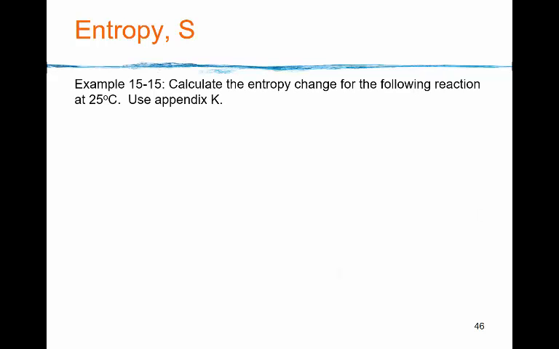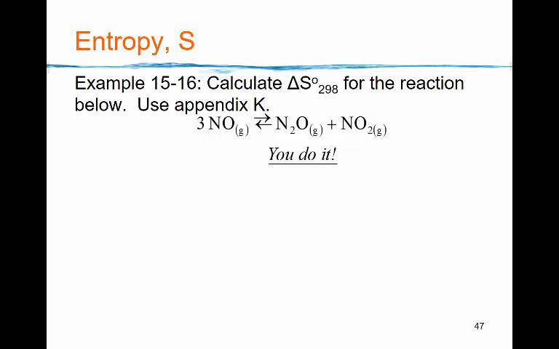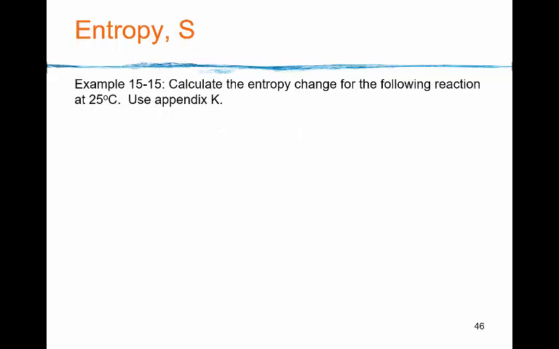All right, so calculate the entropy change for the following reaction. Remember, this is just like we did the enthalpy change, except we're using the S values instead. Let me go back. Okay, so the reaction that we're going to do is 2NO2, going back and forth, to N2O4, and they're both gases.